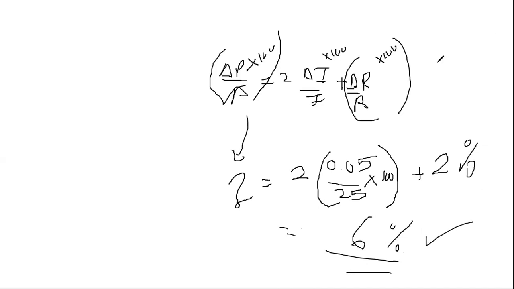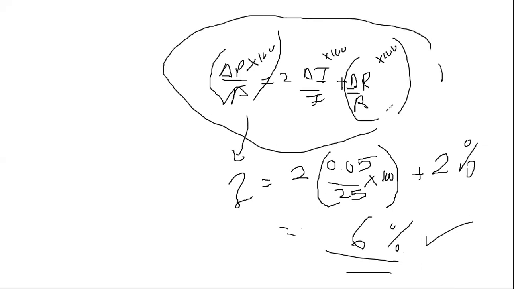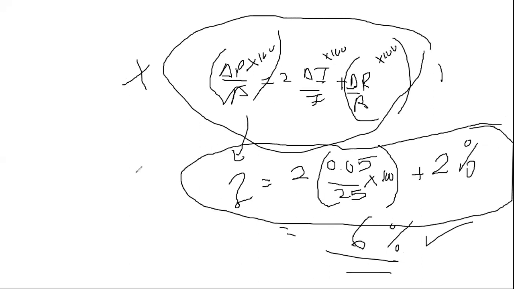Okay. First step, get the formula. If you're stuck here, it's gone. You have to recall, you must get the formula. Second, you must know how to write the formula, the uncertainty formula. That's your final answer. So you should get 6%.